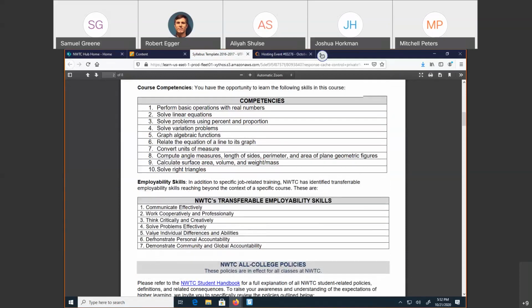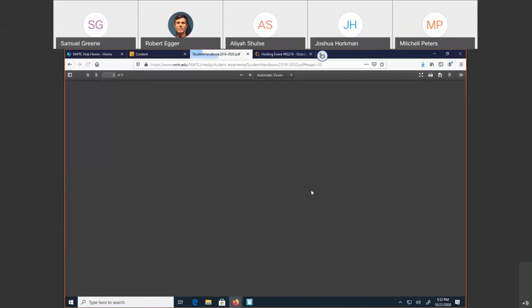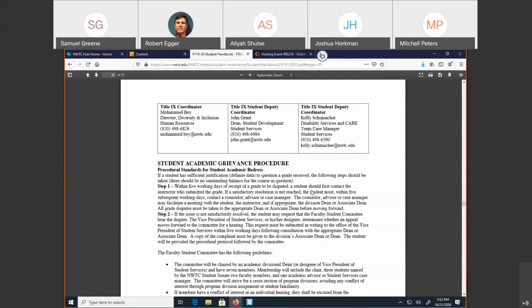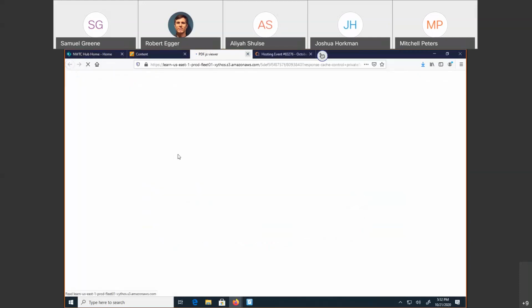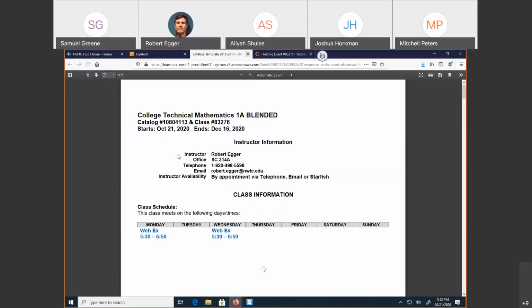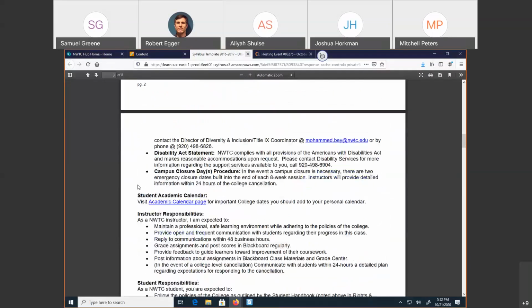What we're going to be doing, competency-wise, there are active links. So if you have any interest in finding out about the academic grievances, there it is. Went away, I think. All the blue things there are active links.